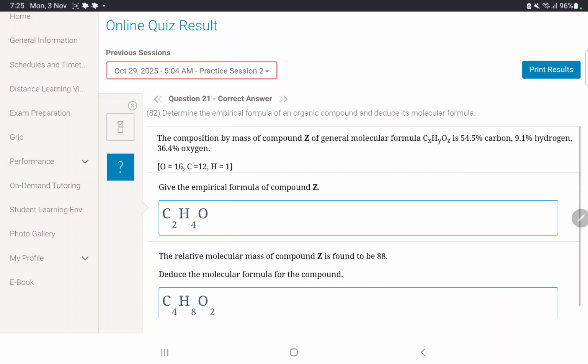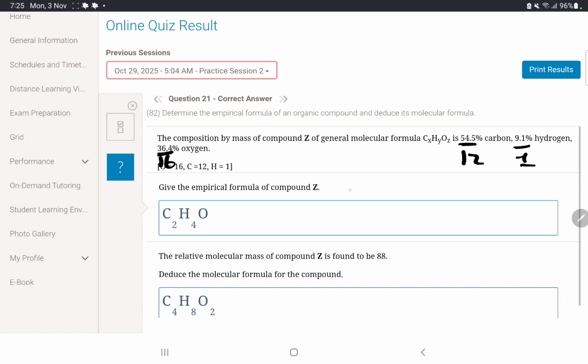Okay. The composition by mass of compound Z, guys, this is pretty straightforward. You do the 45.5 divided by 12. You do this divided by 1, and you do this divided by 16. You just take each percentage and you divide it by the molar mass of that element. Then you get the answers.